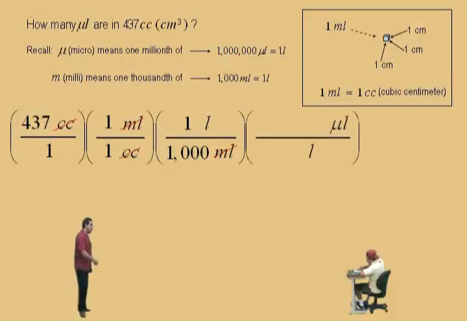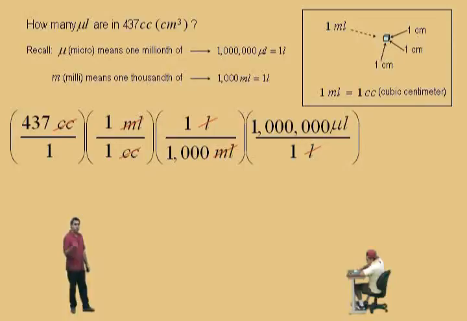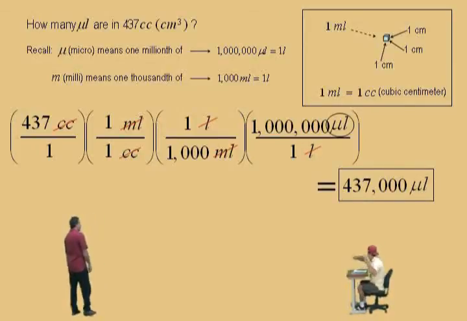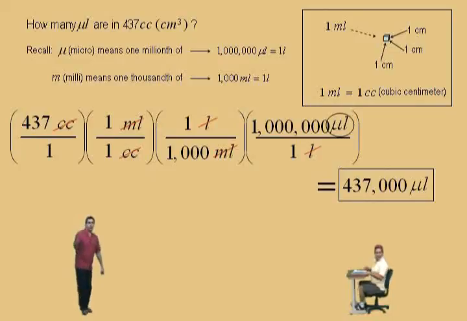Now, we got to get to microliters. What do we put in the bottom, Charlie? Liters. On the top? Microliters. Microliters, and remember, there are 1 million microliters in 1 liter. And liters cancel out, leaving us with microliters for our dimensions. And that's what we wanted. We put our numbers in our calculator, and what do you get, Charlie? 437,000. 437,000. Very nice, microliters. Don't forget to circle your answer, and that's it.